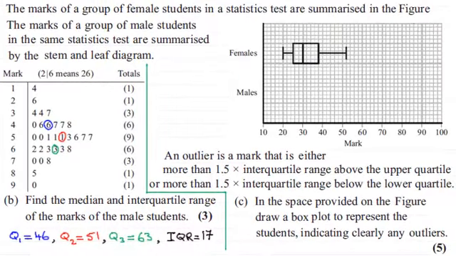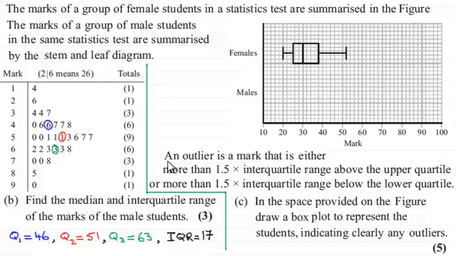Hi there. Now before we run through part C here, just to recap, in part B of this question we got these statistics for the quartiles. The lower quartile Q1 was 46, median Q2 was 51, and the upper quartile Q3 was 63, and the interquartile range was 17. That was for this table of values for the male students doing this statistics test.